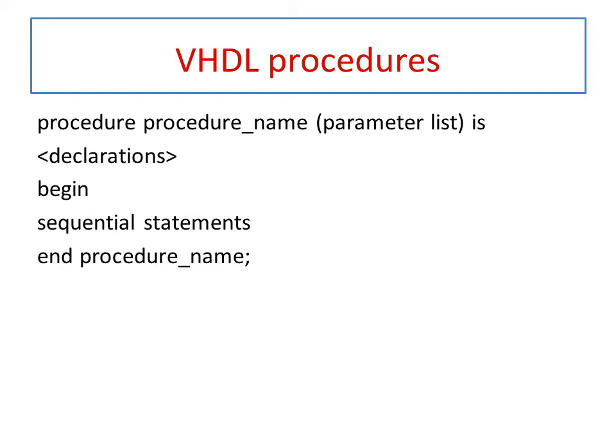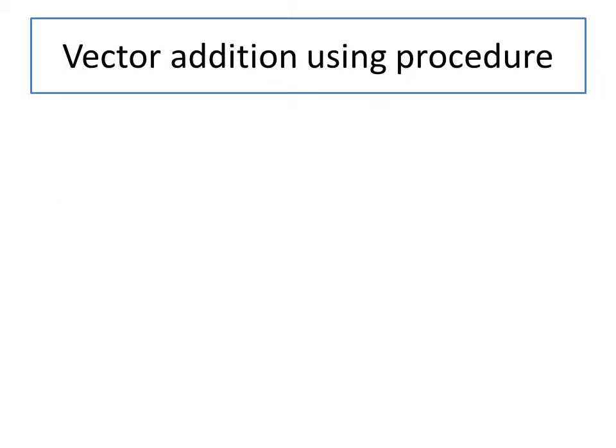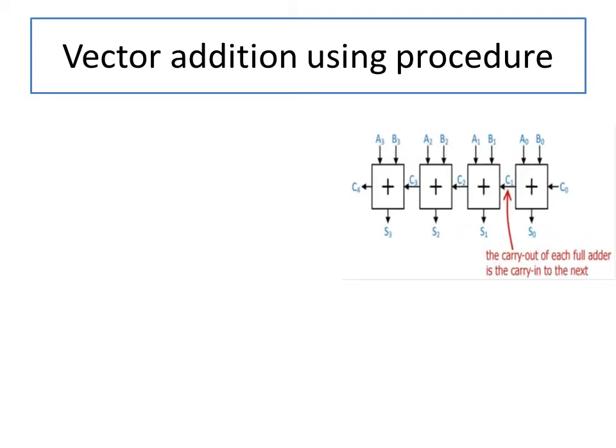Now let us see one example in which we will actually observe how to write the procedure. Again we will use the same quantity, vector addition, using a procedure. This is the code that we need to write. Here again, a simple schematic is there. Here we have assumed a 4-bit vector. See, the same schematic and same function we have used when defining VHDL functions in the previous lecture. Now instead of taking a 4-bit vector, we will assume that it is an n-bit vector.